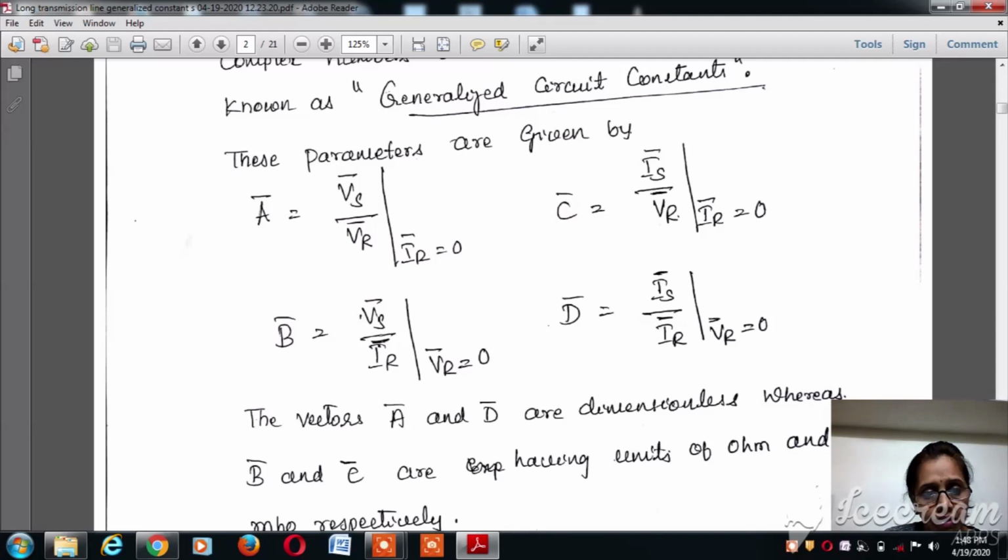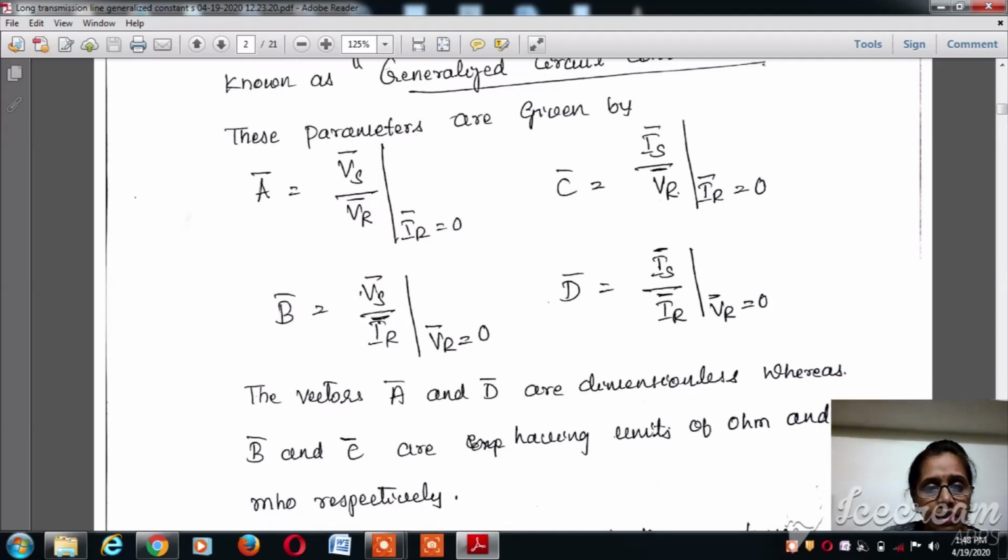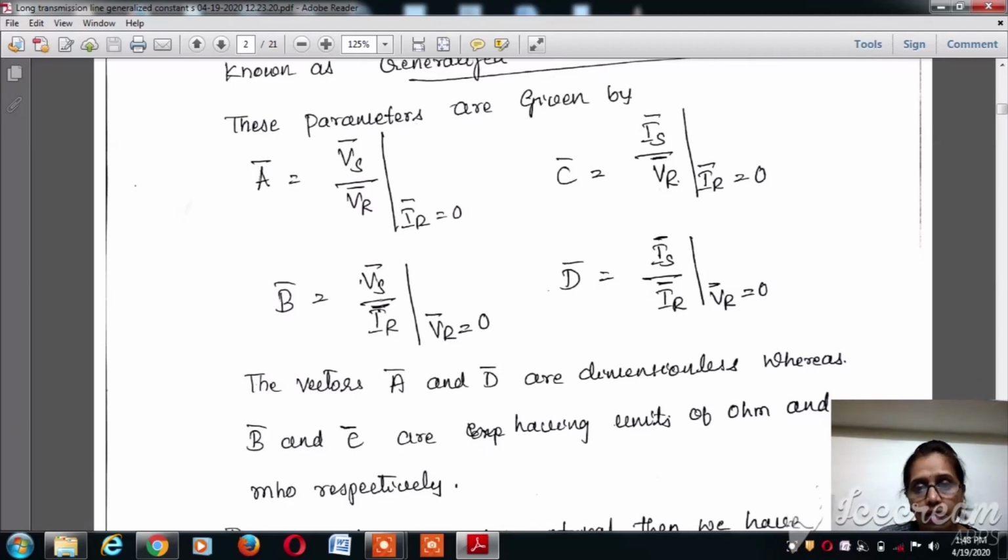B vector is equal to the ratio of Vs and IR, where Vr is assumed to be 0. And C vector is equal to the ratio of sending end current Is to the receiving end voltage Vr, where IR is assumed to be 0. And D vector is the ratio of Is to IR, where Vr is assumed to be 0.